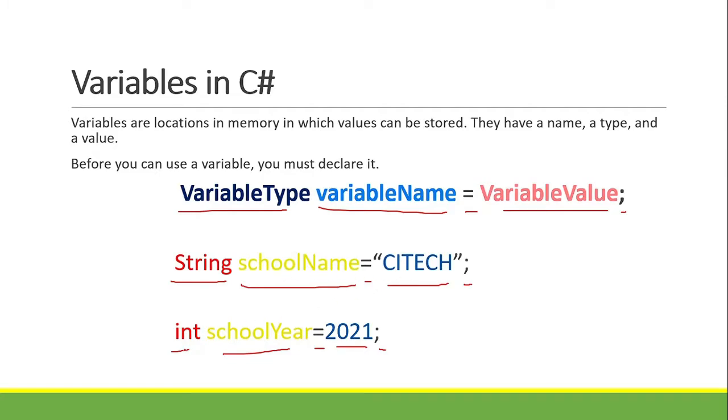So dito naman, integer yung variable type niya. Integer kasi number yung nakastore sa kanya. So the variable name is school year because ang nakastore sa kanya, di ba, ay 2021, which is our school year today.